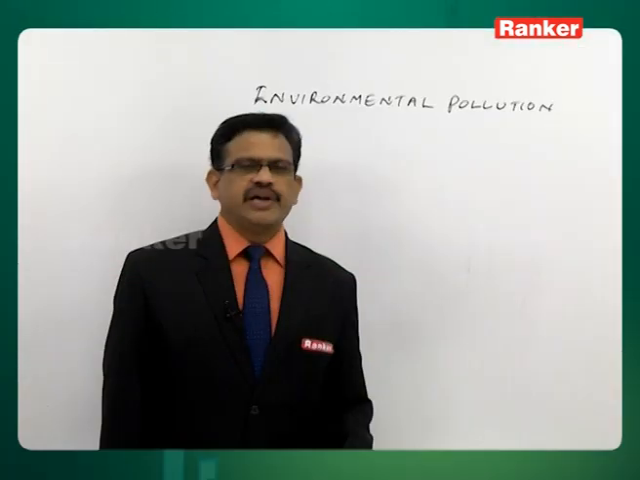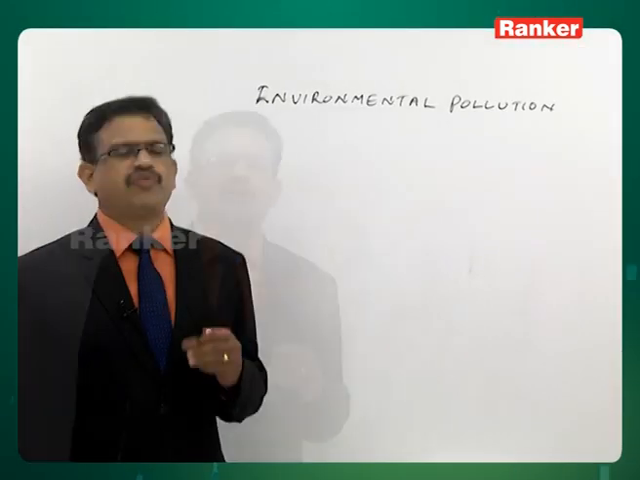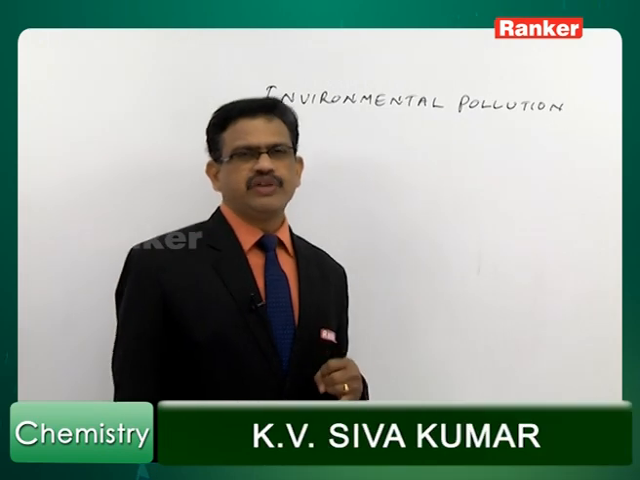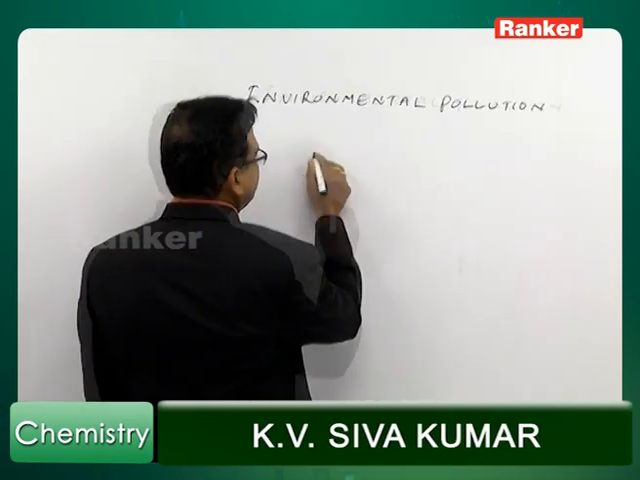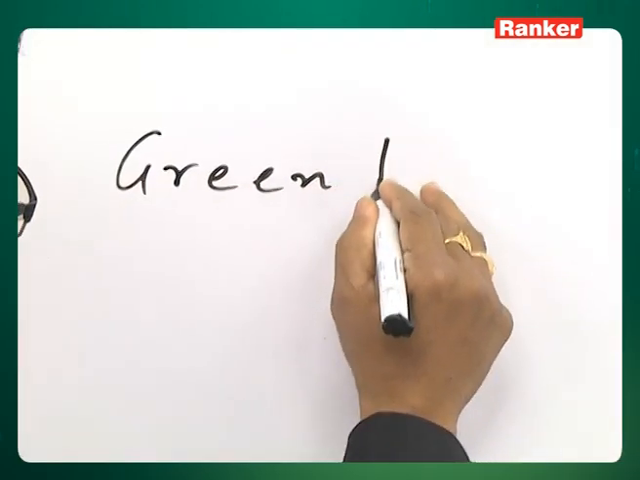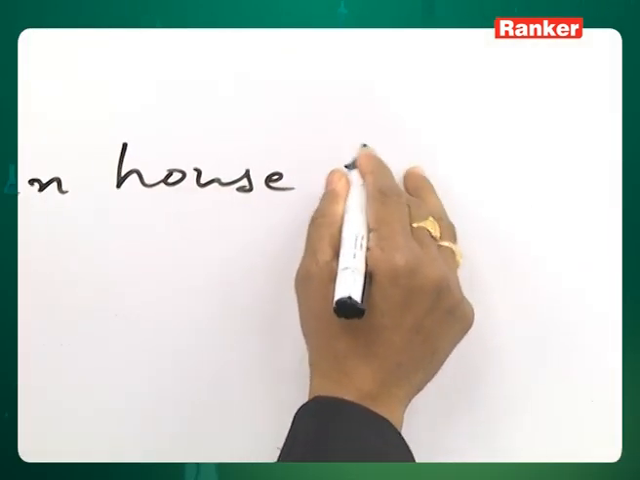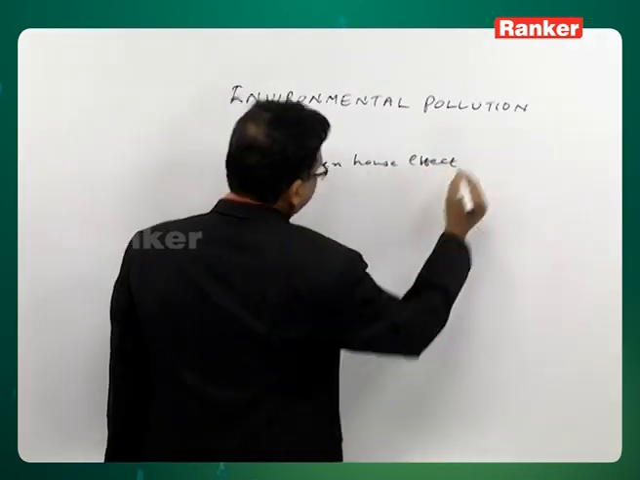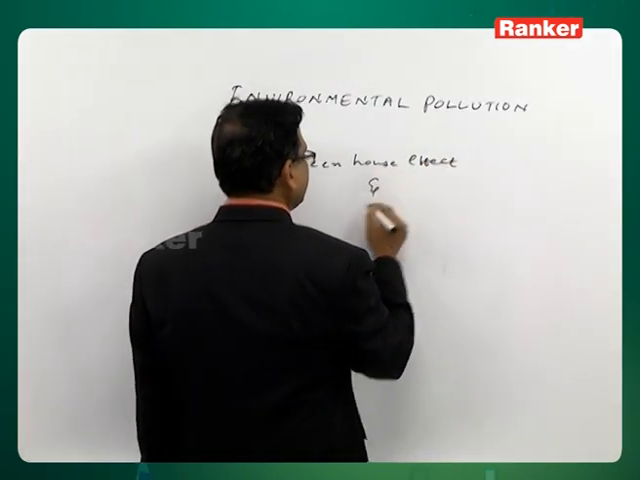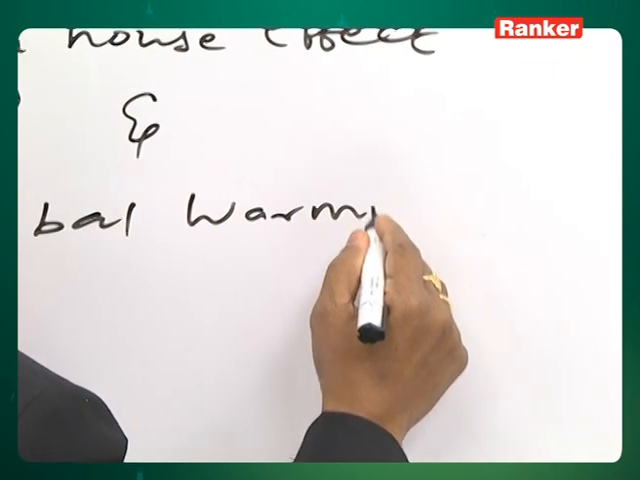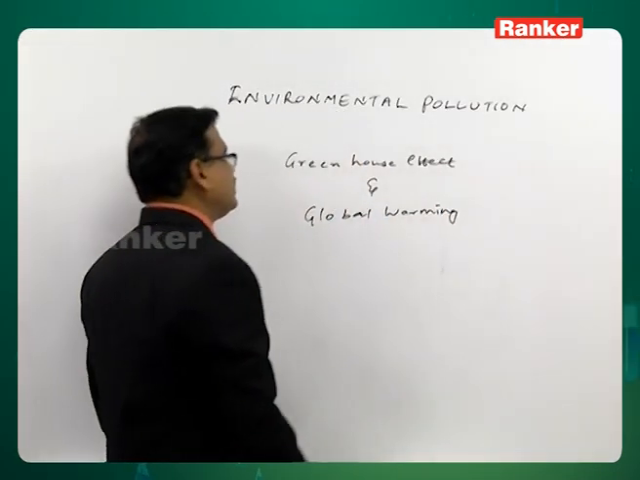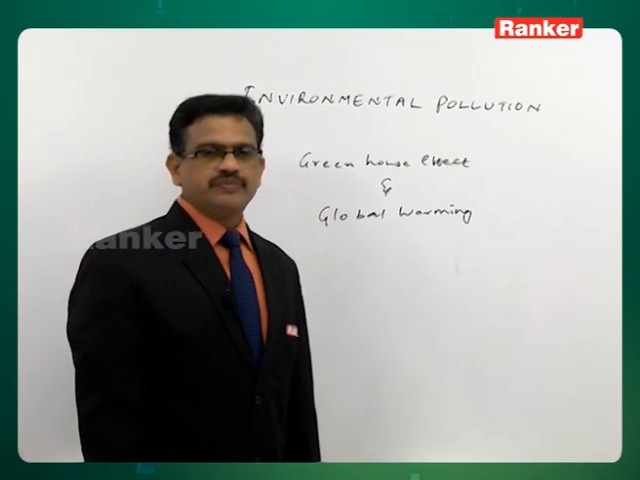Carbon dioxide in excess concentrations causes the following effects. One is the greenhouse effect and another one is global warming. Let's see now greenhouse effect, and global warming. What is meant by greenhouse effect?